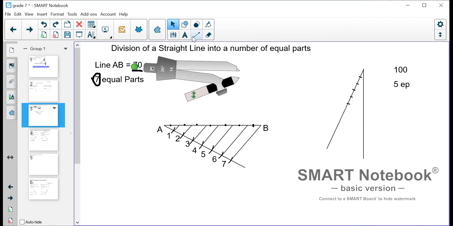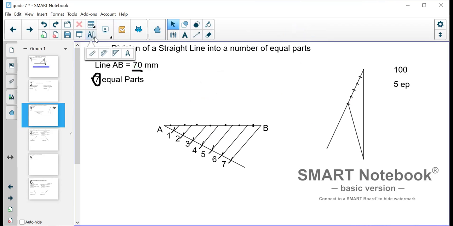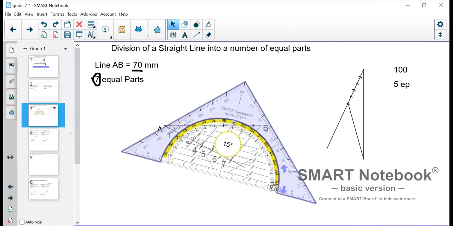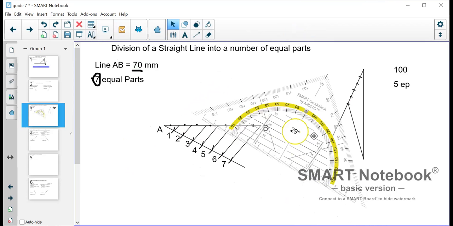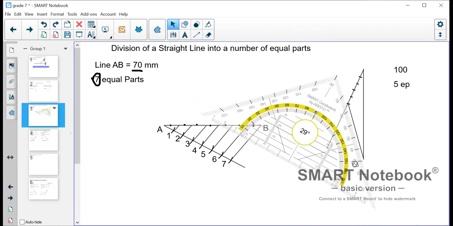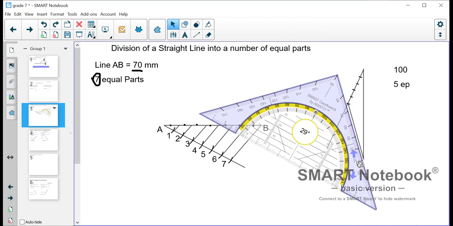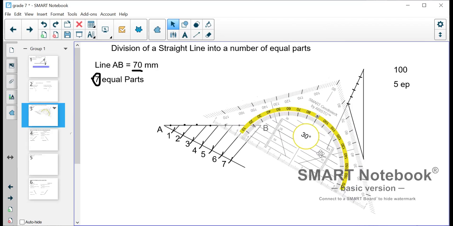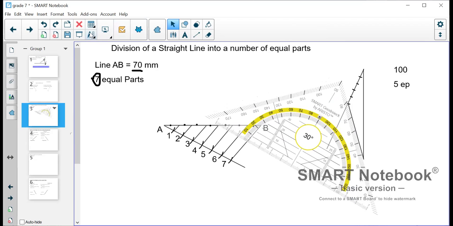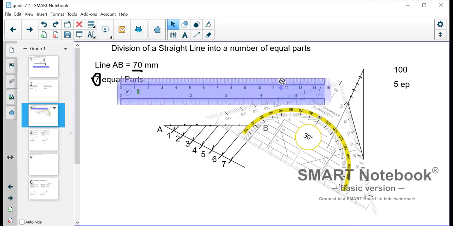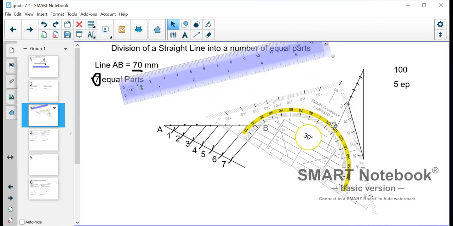And if you remember from the last drawing at the bottom here, we draw a line from the last division, which is number 5 in this case, to the end of the line. Now for this one, same steps apply. You use the set square and you place it on the line. Now the positioning here would be a bit different. So you place it on the line and you take the other ruler and you place it, in this case, at the top.